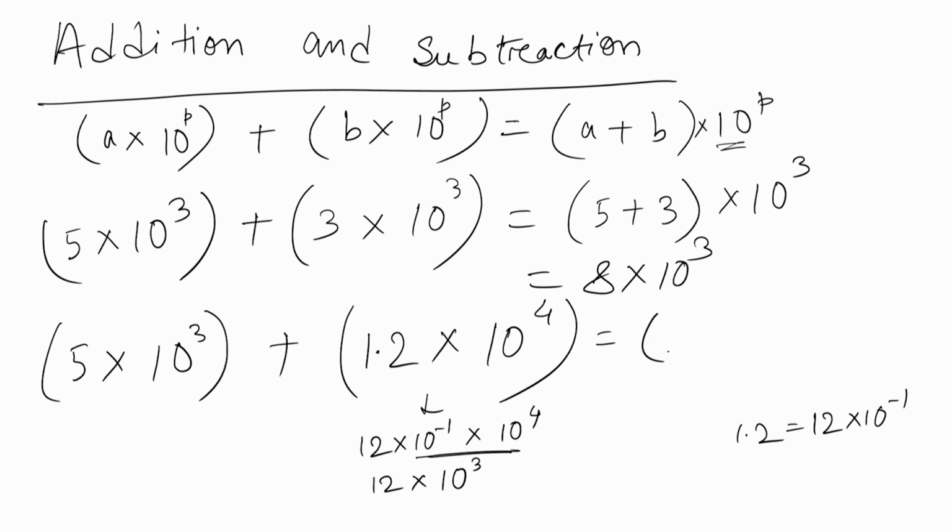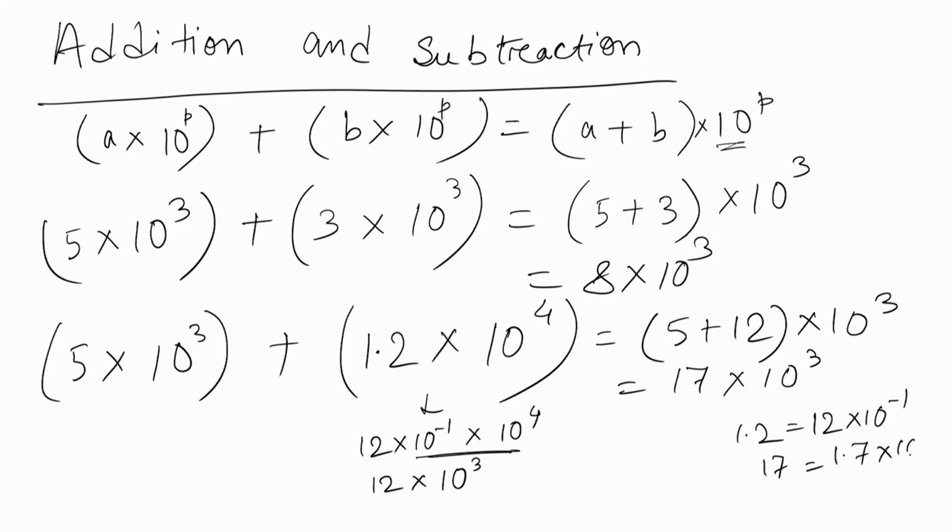So we can write this as 5 plus 12 into 10 to the power 3, which is 17 into 10 to the power 3. Now 17 can be written as 1.7 into 10. So we can write this term as 1.7 into 10 to the power 4, since 10 into 10 to the power 3, so 3 plus 1, that is 10 to the power 4. So this is the addition. Let's do another example.